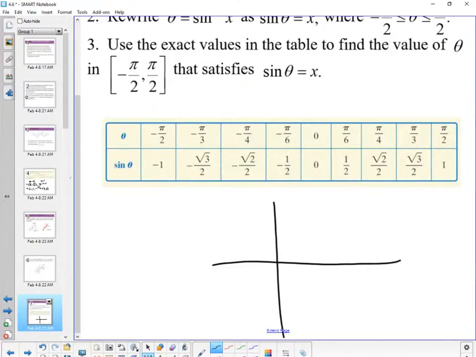All right, so negative pi halves would be down here, wouldn't it? Right? What's the coordinate here? It's -1, 0. And we're looking for the sine value, which is the y. There you go. -1.